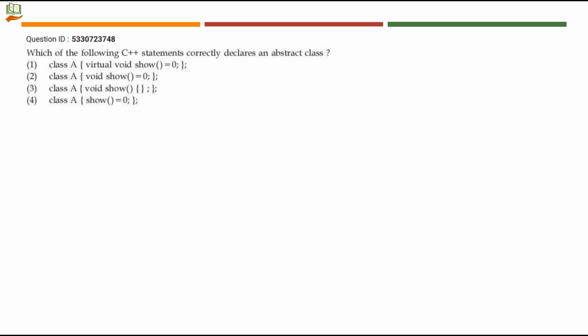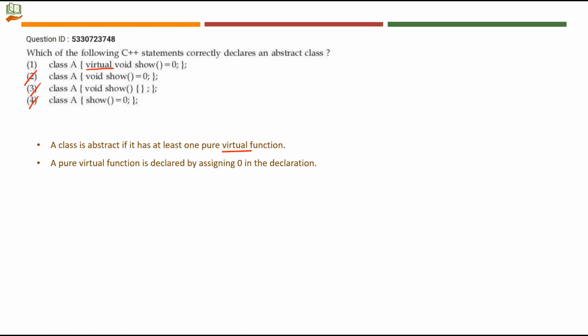So what is an abstract class? A class is abstract if it has at least one pure virtual function. Only one option is having the virtual keyword. So the other three can be ruled out. What about a pure virtual function? It is declared by assigning 0 in the declaration. This is what they mean by it. Option number 1 will be the right answer.